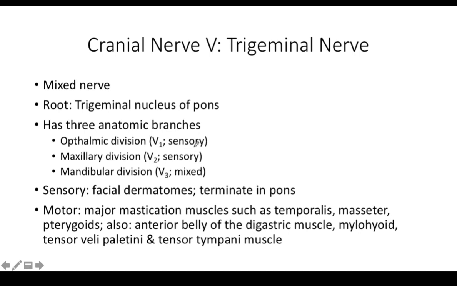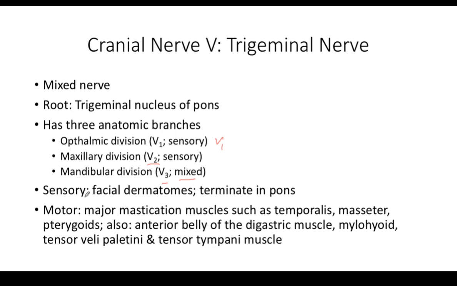The trigeminal nerve has three distinct branches that project out to different areas of the head. The most superior branch is called the ophthalmic division, or V1. The middle branch is the maxillary division, V2. You can probably have an idea of where that branch is going to go. And then there's the mandibular division, called V3, and this is where it gets mixed. So you can see V1 and V2 are sensory in nature, and the mandibular division is mixed, both sensory and motor, and I'll talk more about that on the next slide.